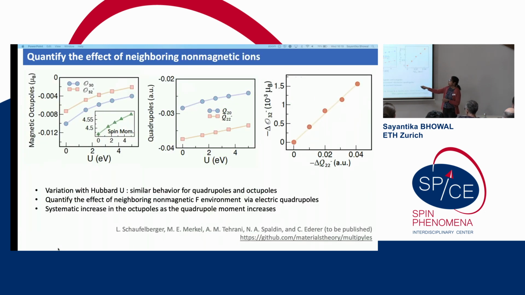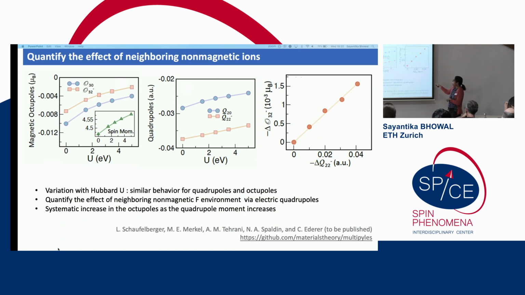Now actually this correlation between the magnetic octupoles and the corresponding quadrupole moments also becomes evident from this plot, where we vary the strength of the U parameter in our calculation and see how these octupoles or the quadrupole moments vary. This variation is not very strong, but we can see that their magnitudes actually increase with the increase in the U parameter. But to have a more systematic control of the magnetic octupole, we want to see if we can do that by varying the strength of the charge quadrupole.